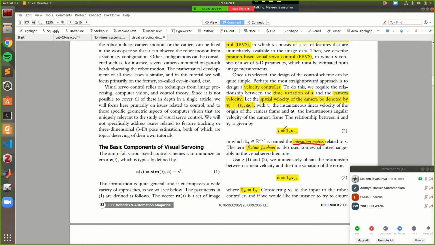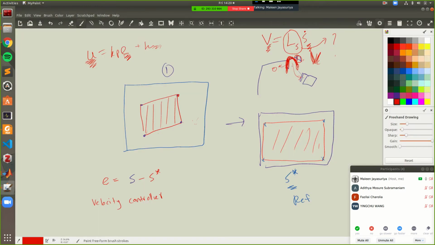So what the interaction matrix does, sorry, I think I wrote it the other way around. The interaction matrix is the relationship between the velocity and the change in features, right? So as the velocity changes, it affects how the features are changing. That's obvious. And that relationship is captured by this LS matrix, which is what we call the interaction matrix, right?